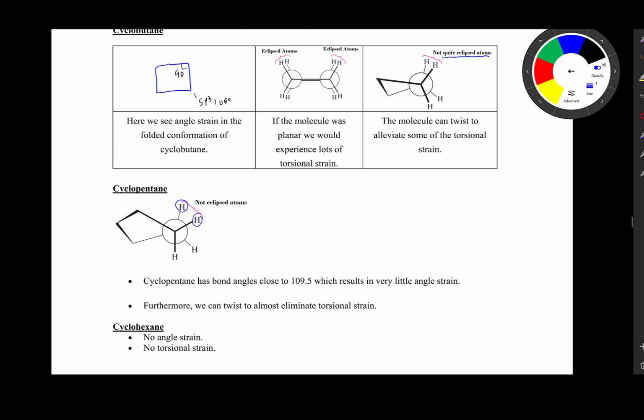Now, cyclohexane is the special one. Cyclohexane has no angle strain and no torsional strain. Remember, it was essentially equivalent per CH2 molar heat of combustion to that of our reference linear long chain alkane.